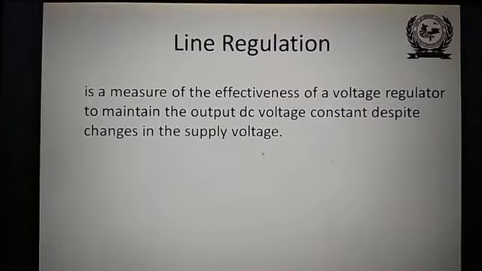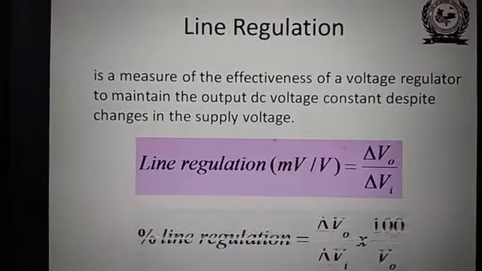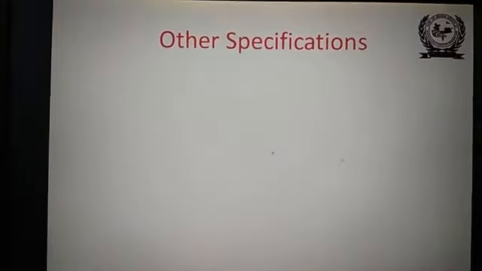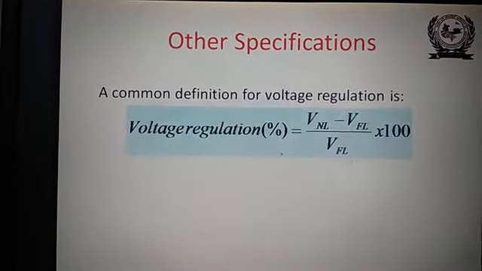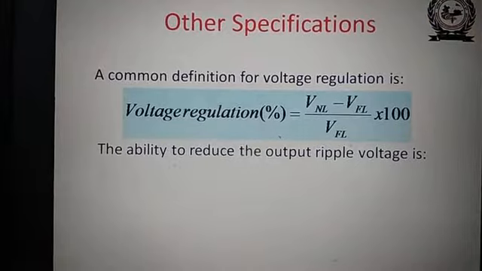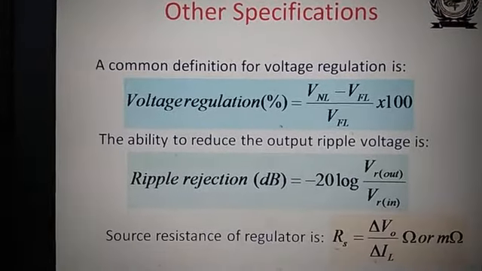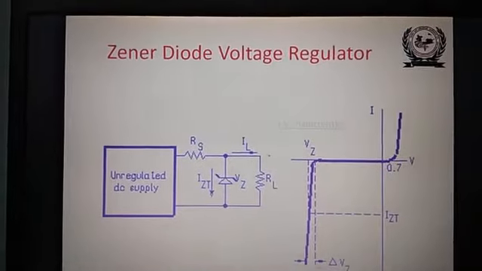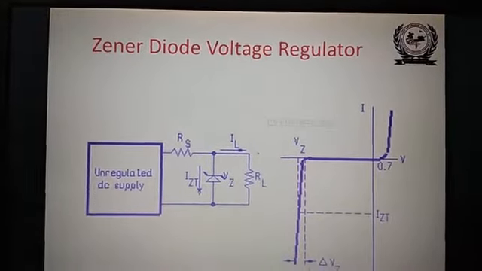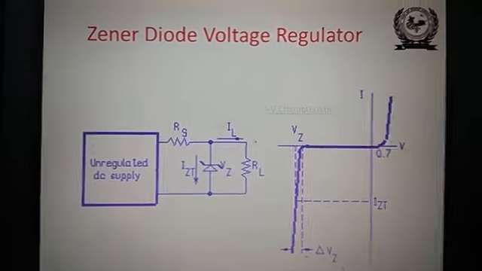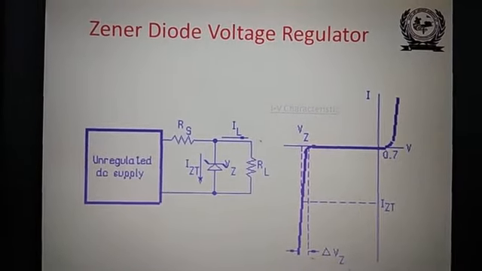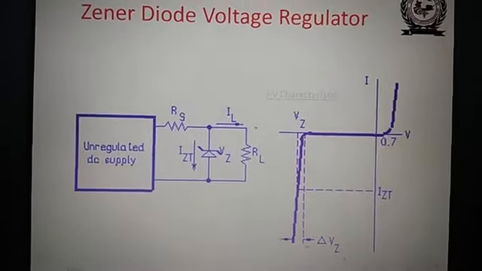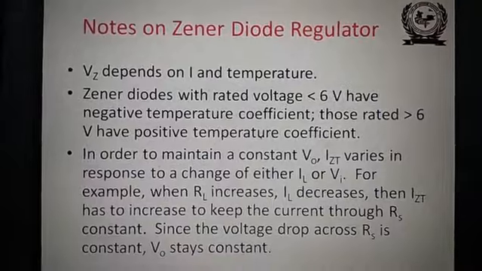Specifications of the regulator we have studied. Line regulation, then load regulation that we have seen, then the voltage regulation and ripple rejection and source resistance of the regulator. These specifications of the regulator we have seen, parameters, and this is Zener diode regulator which we have also seen, how this regulates and gets the output.